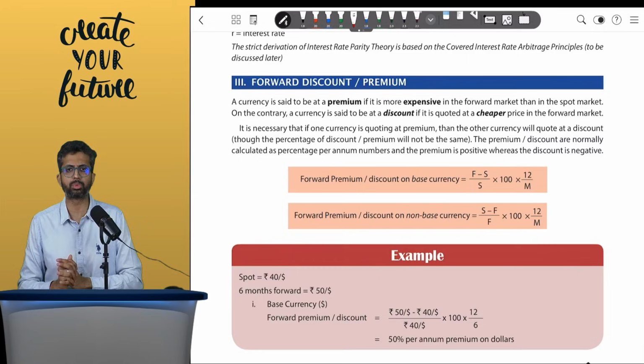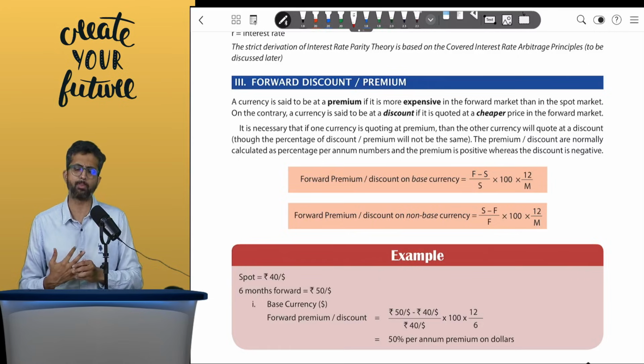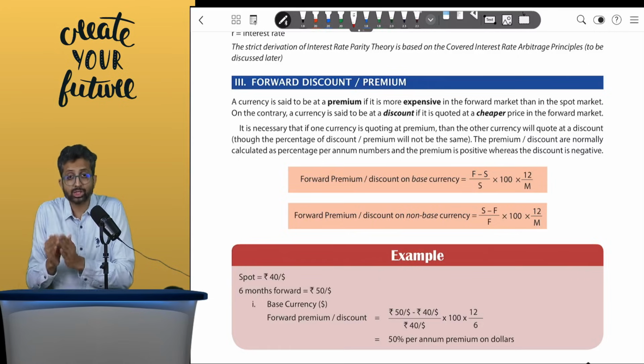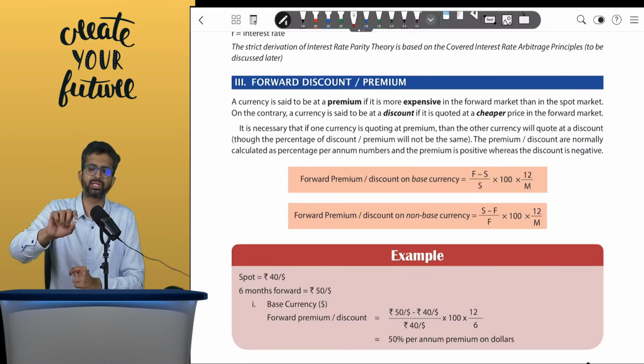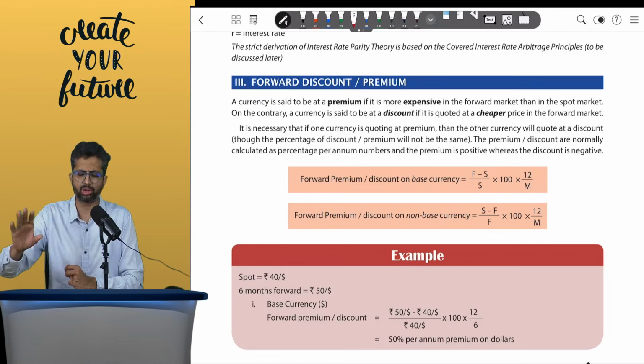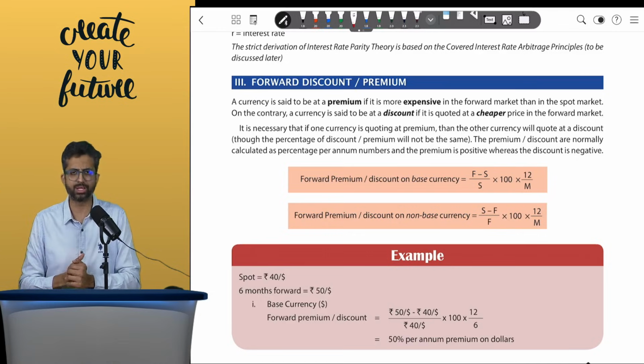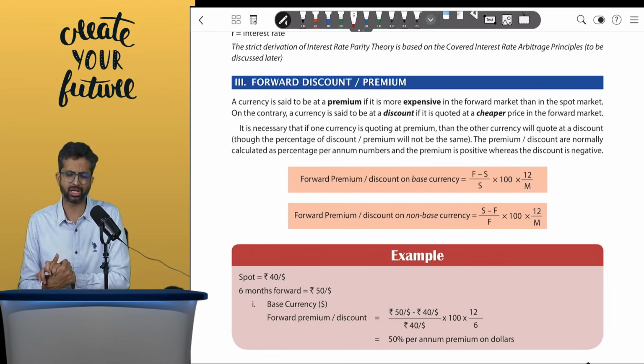Forward discount or premium, as the case may be, is calculated as (F minus S) upon S into 100. This is on the base currency. If you want to do it for other than the base currency, it is (S minus F) upon F into 100. You have to take this on an annualized basis, so into 12 by M, that is the number of months, or 365 by D, that is the number of days.